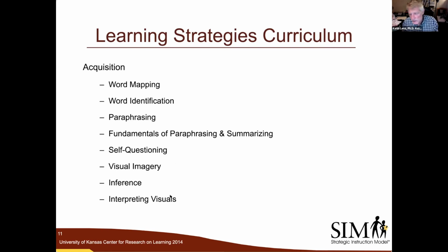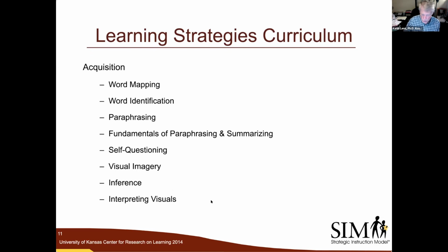These strategies specifically deal with those kids who have underlying language problems and who need a structured way to improve their comprehension. Word mapping and word identification deal with the word level, and the rest of these deal with the paragraph and section level comprehension.